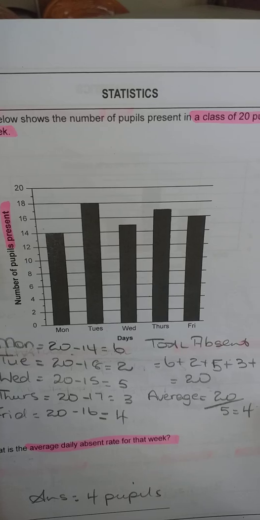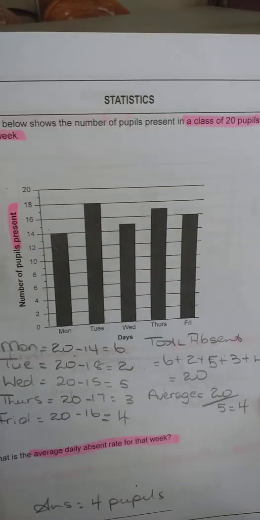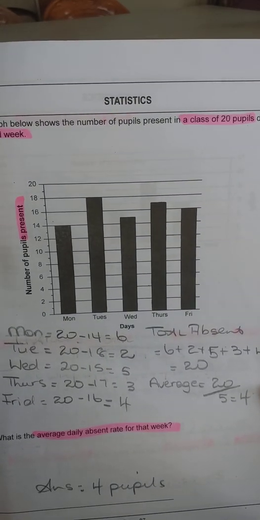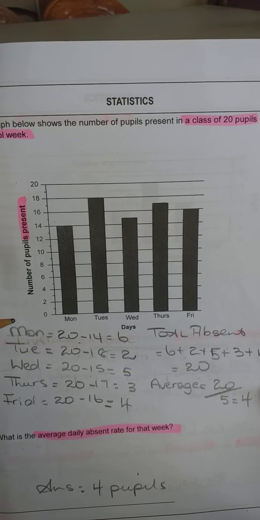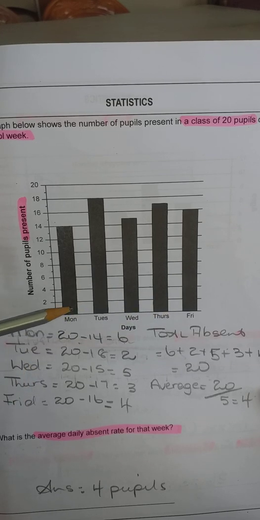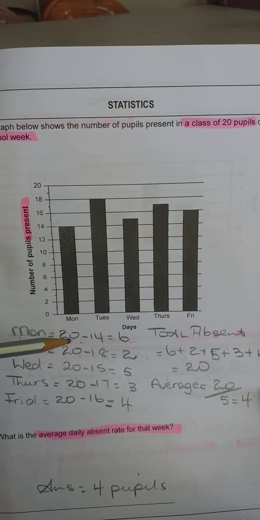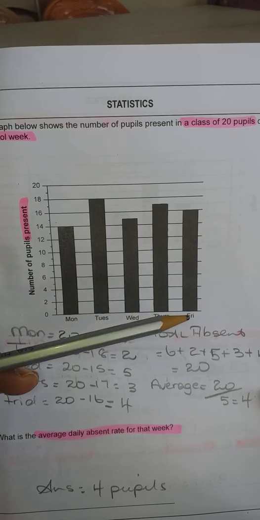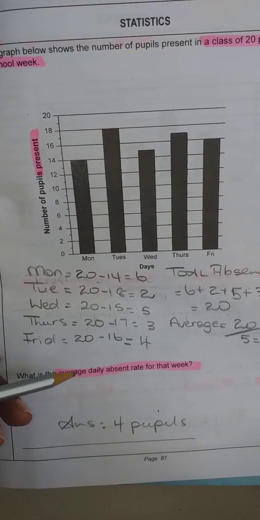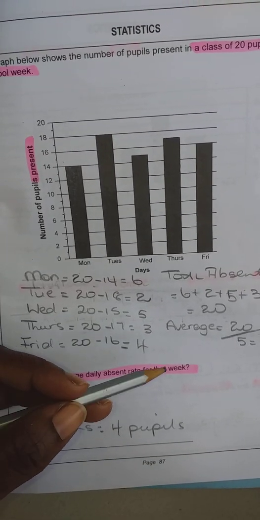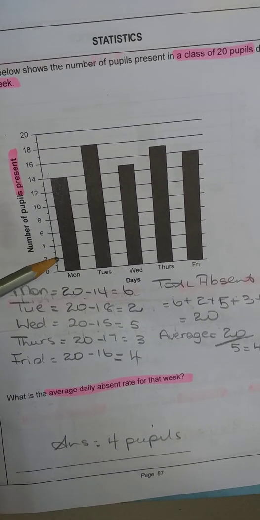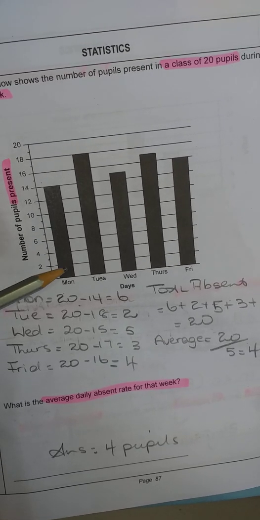The graph below shows the number of pupils present in a class of 20 pupils during one school week. Let's look at our table. All is really information on the table. The vertical column is telling me the number of pupils present, while the horizontal column has Monday, Tuesday, Wednesday, Thursday, Friday, right? Now, if you look at the question, they ask, what is the average daily absent rate for that week? But if you look at the bar graph, they are telling us the number of students present, not absent.